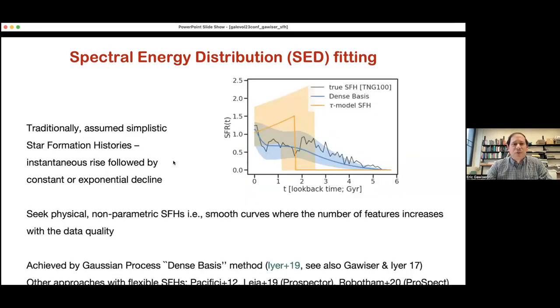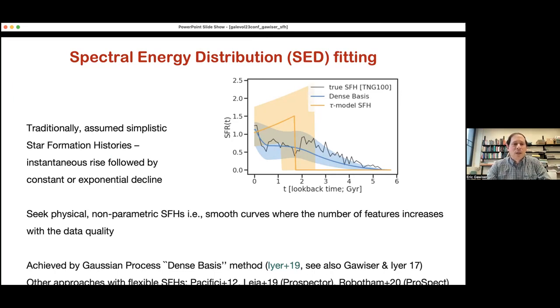Spectral energy distribution fitting has traditionally assumed simplistic star formation histories. What's shown here is a realistic star formation history from TNG 100 and an exponentially declining model. These are still widely used. You'd either fit a constant star formation rate to this, or it has to have zero star formation from the Big Bang until some moment when it starts and then exponentially declines. This is not satisfactory for the vast majority of galaxies' actual star formation histories.